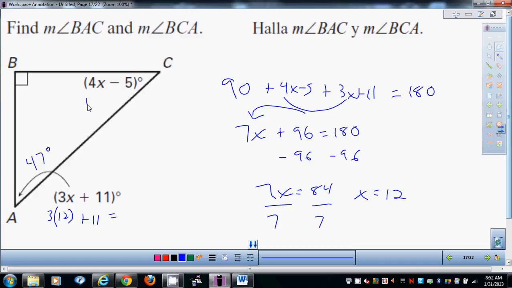They still add to 180, just like they did earlier. So we know two of them. 47 plus 90, subtract from 180, you get 43. Okay, let's look at some more.